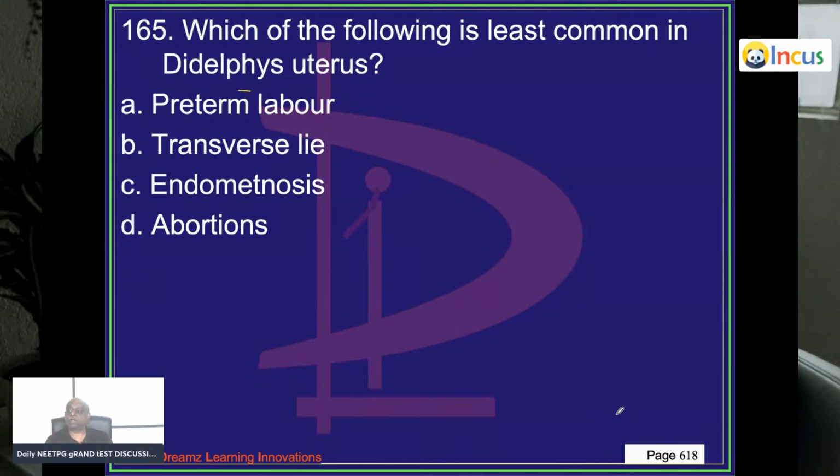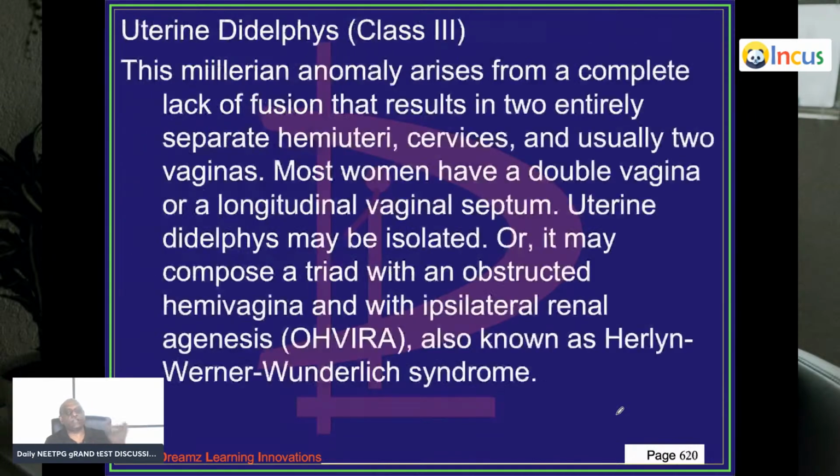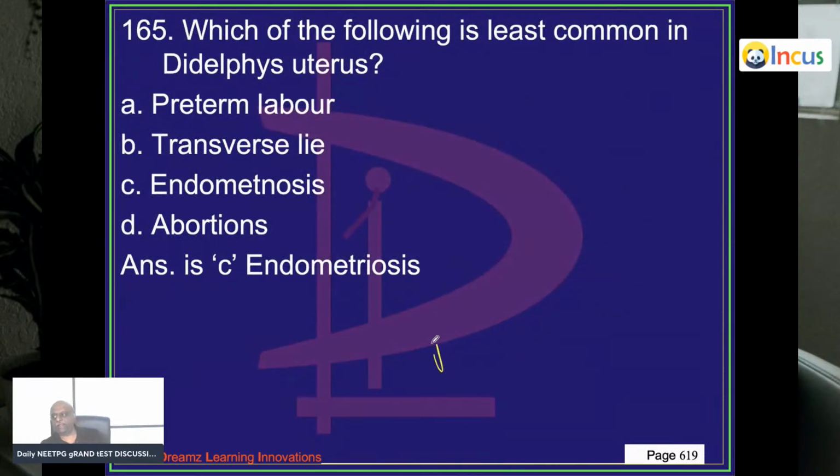Now, what is least common in didelphys uterus, doctor? Abortions, transverse lie, preterm labor, everything is common. One more topic: Mullerian anomalies. Short question.